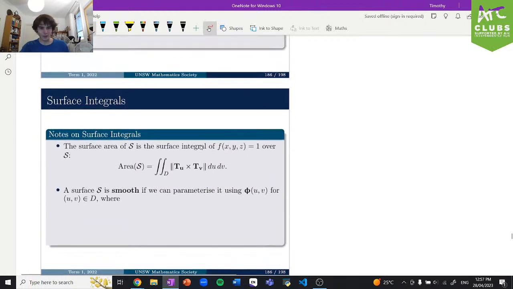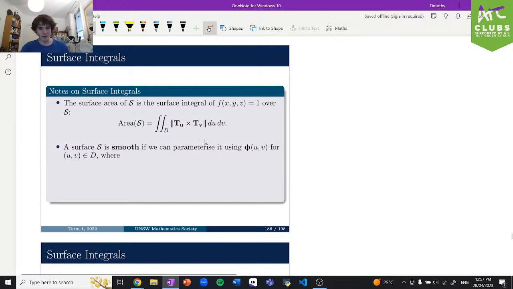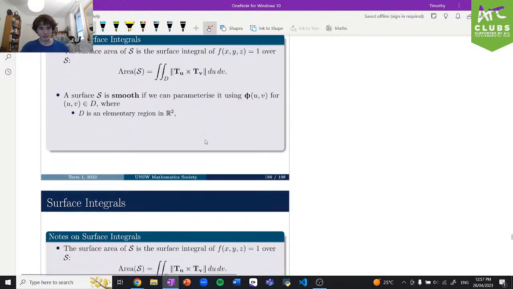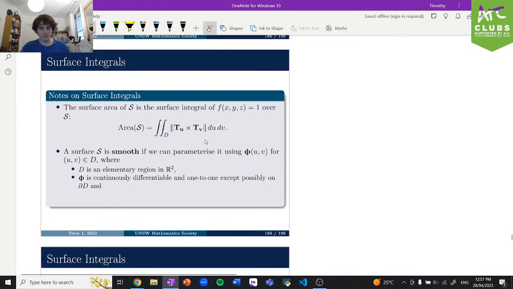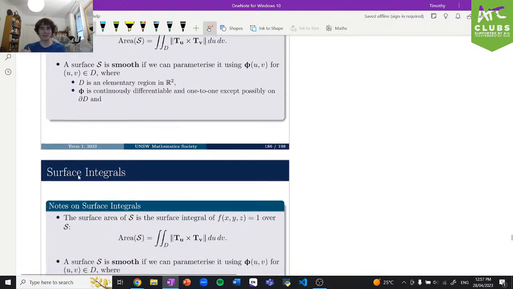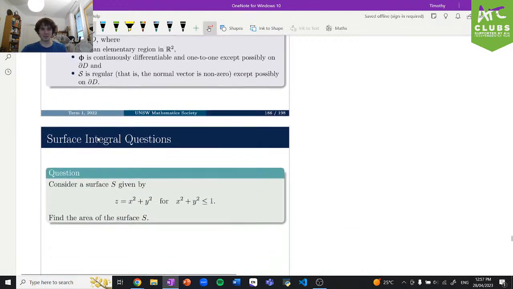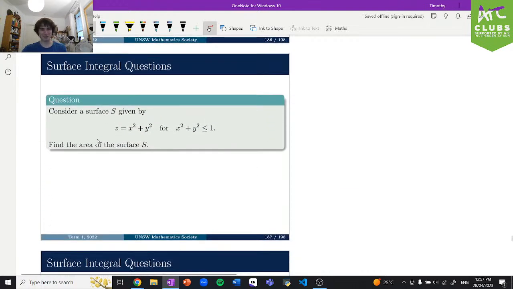So, yes, if the surface is smooth, we can parameterize it very nicely, where D is an elementary region. Basically, your parameterization, in the same way as most of your parameterizations for curves were either circles or straight lines, most of your parameterizations for D are going to be r theta, essentially your parameterization for the area of a circle. I mean, honestly, I think that's most of them.